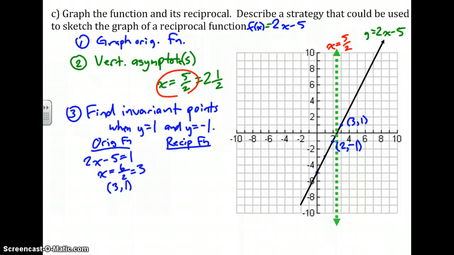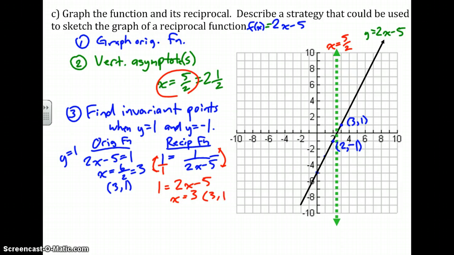Well, I'm looking again for when y equals 1, so 1 equals 1 over 2x minus 5. Okay, and you probably remember from previous years or previous classes that we're allowed to flip both sides. This is 1 over 1, so we flip this side, so we can get 1 equals 2x minus 5. That's exactly the same as what we had over there, so we get x equals 3, and so we get the point (3, 1).